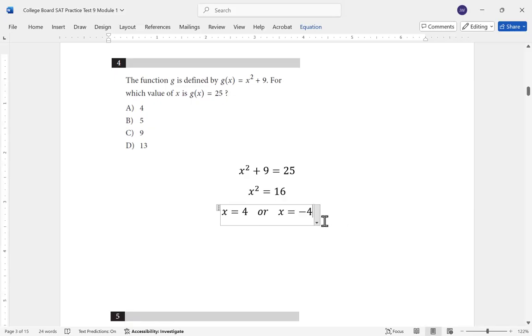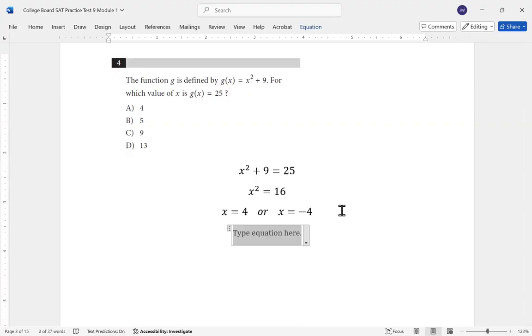I shouldn't say only one is correct. Both of these options satisfy an x value which you can plug in and get 25. But the only option that we have that matches up is A, 4. So the correct answer for this question is A, or 4.